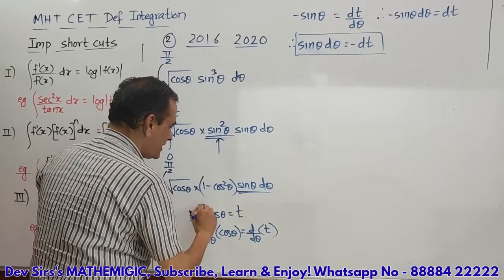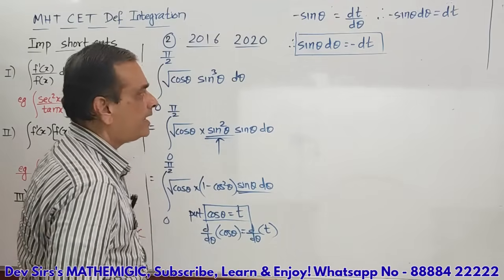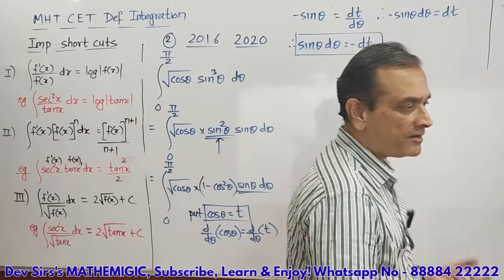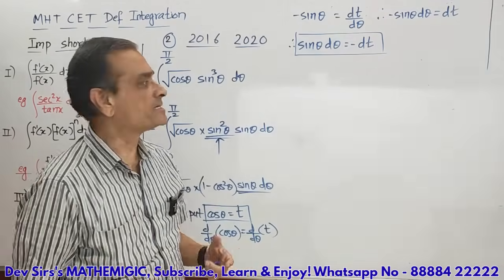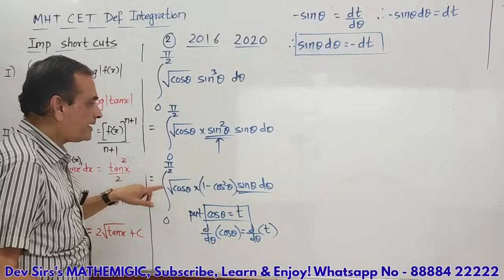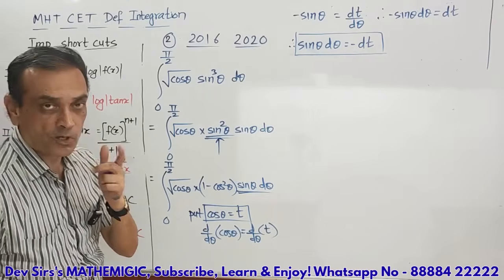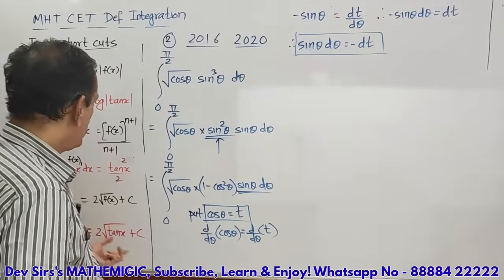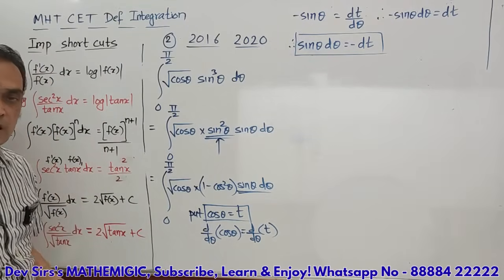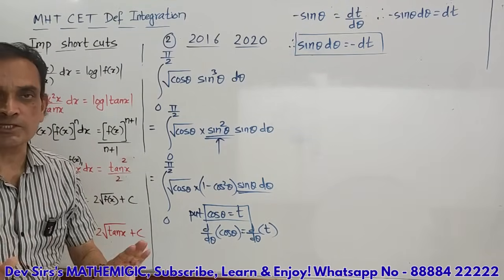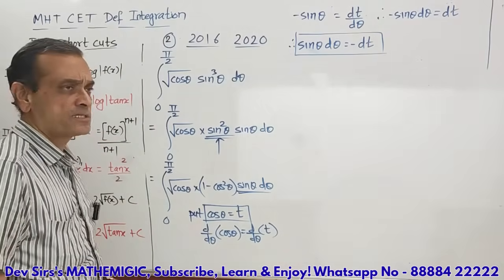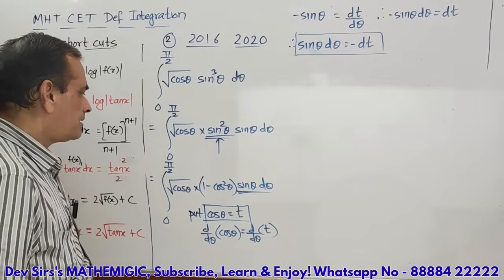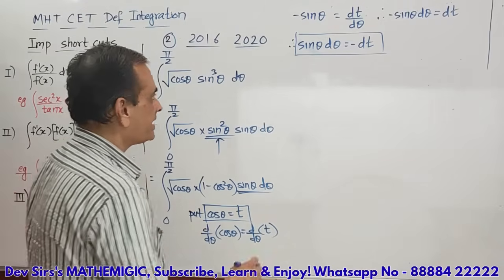Cos theta equal to t. And now it is definite integration, so you have to change the limits. Upper and lower limits will change because of the substitution. In the earlier case, substitution was avoided, so limits were not changed. Now, how do you change the limits? Write the original substitution, cos theta equal to t.